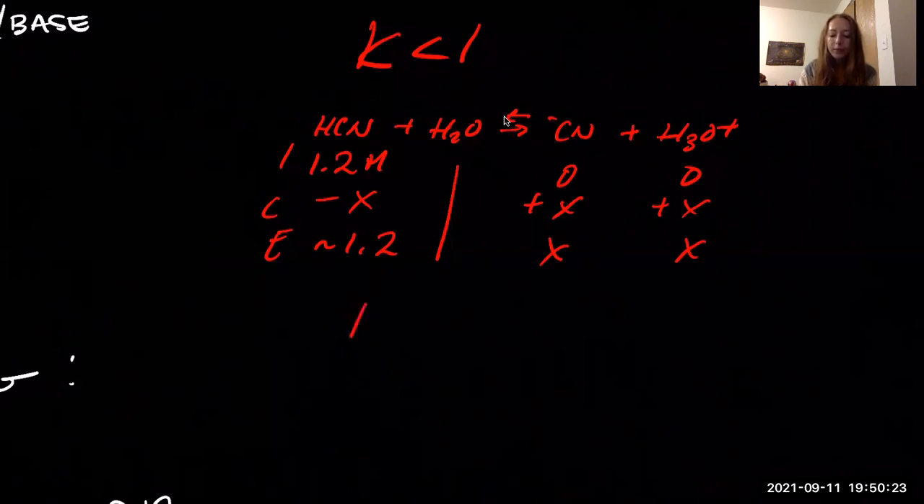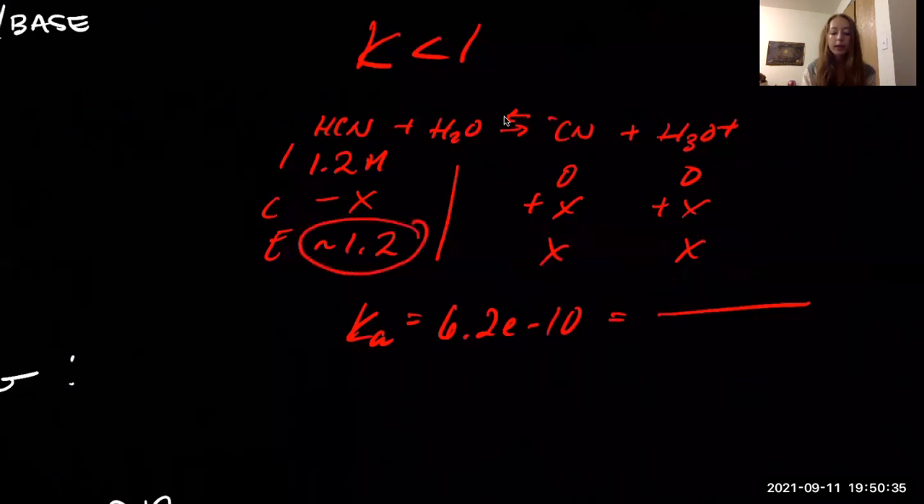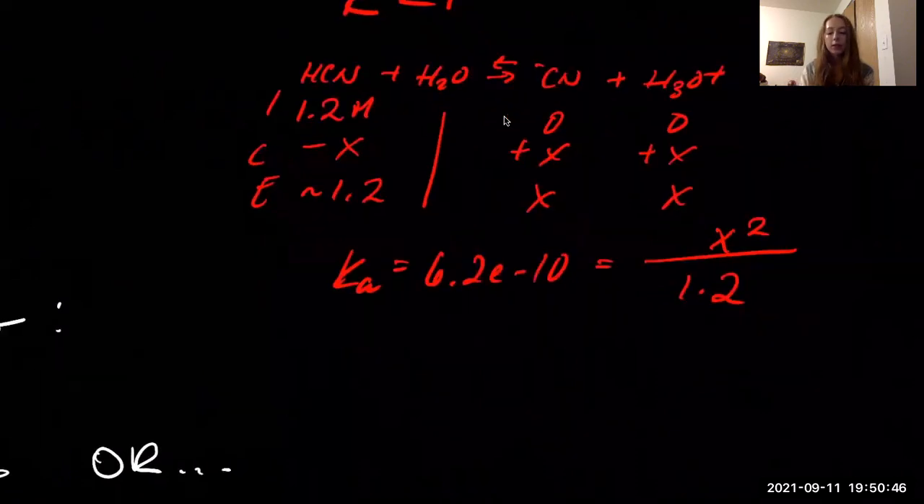So using the Ka value for HCN, I think it's 6.2 E negative 10, we can set that equal to our products over reactants. All right, we always want to take the equilibrium point. So we're going to do X squared, so X times X, divided by 1.2. Okay, then we're going to solve for X. Let's say X, I can actually calculate this really quickly.